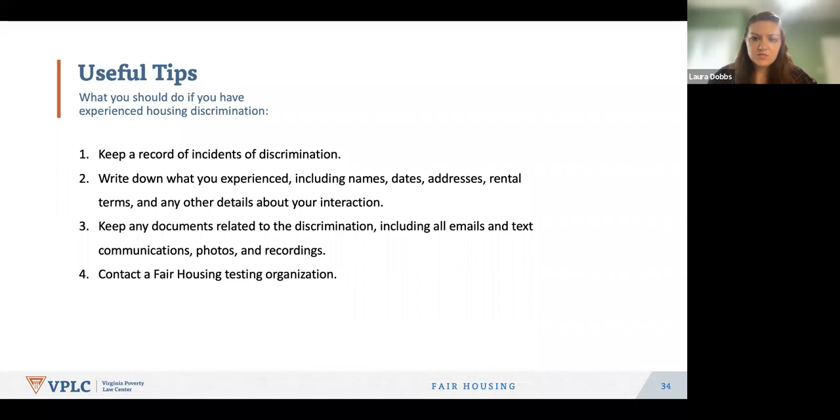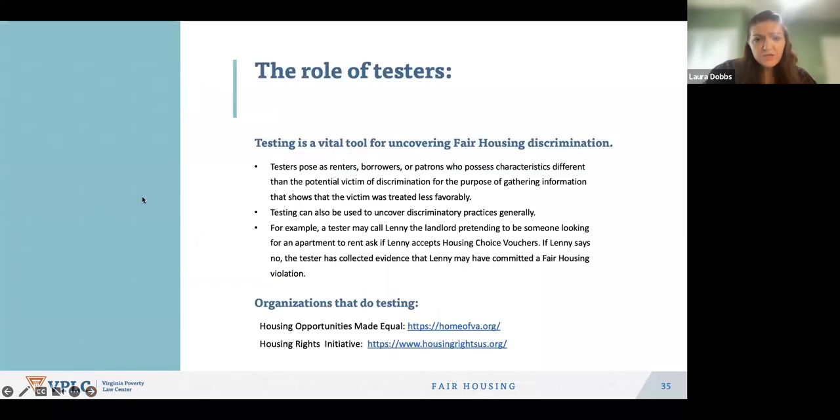Also keep all communications with the housing provider, emails, text messages, photos, recordings if possible, and get all those documents together, and then you can contact a fair housing testing organization. So the role of testers can be really helpful in uncovering fair housing discrimination. The way it works is they'll pose as renters or borrowers or patrons who have characteristics of someone who is different than a person who might be a victim of discrimination, as a way to gather information to show that that victim was treated less favorably.